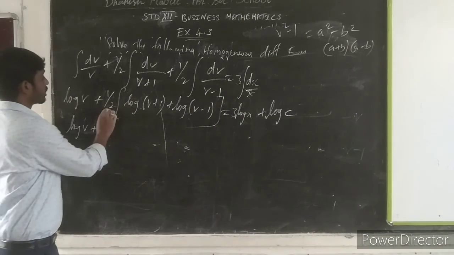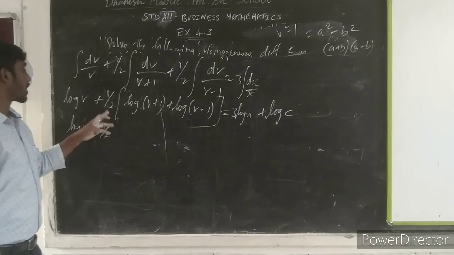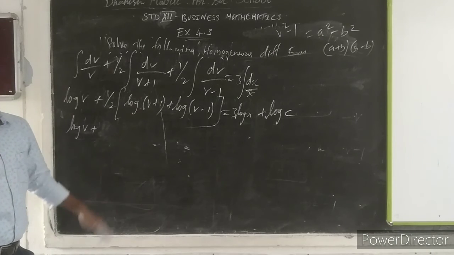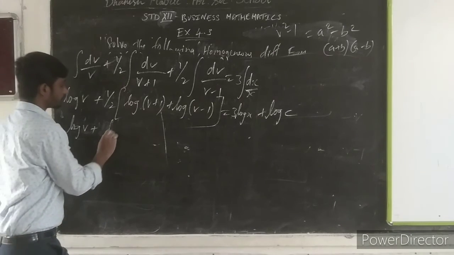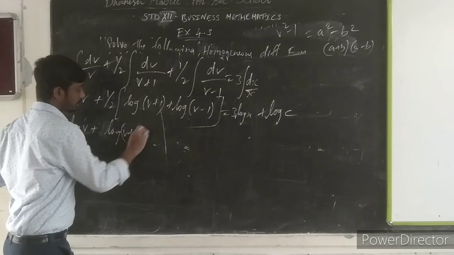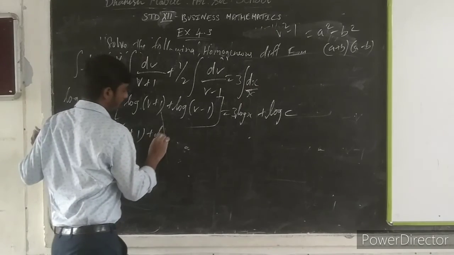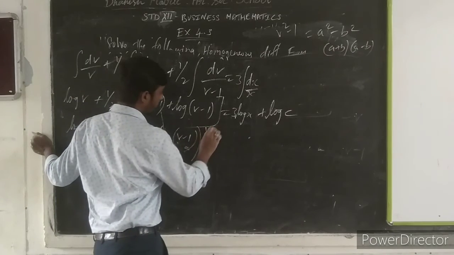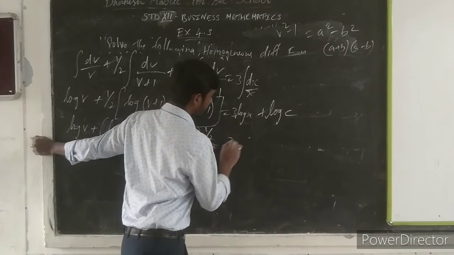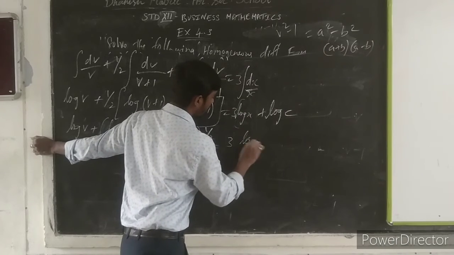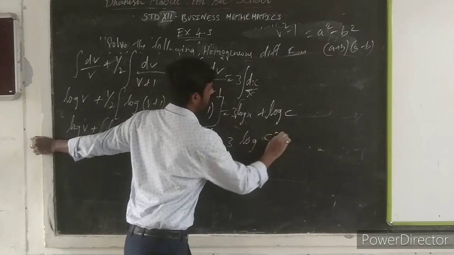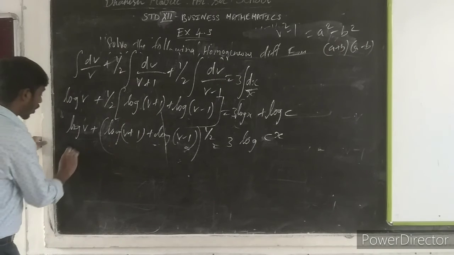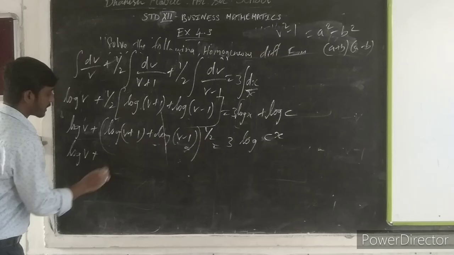So this 1 by 2 will be written like this as a root here. Log v plus 1 plus log v minus 1, that will be to the power 1 by 2. V remains constant here. You are getting log cx, 3 log cx here.